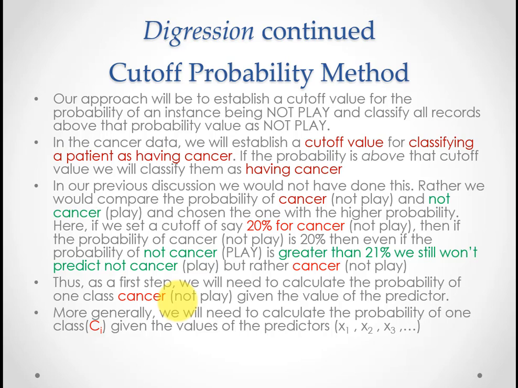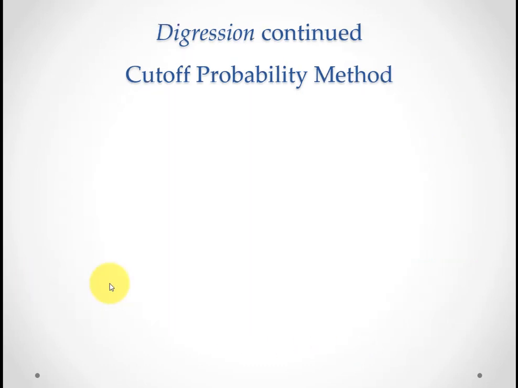And more generally, if we're not talking about just two classes, or if we're not talking about cancer, we will need to calculate the probability of one class, which we'll denote C sub i. That could be cancer in this case, or could be not play in the case of the other data, or whatever the data set is. We'll calculate the probability of one of the classes given the values of the predictors, x1, x2, and so on. So we see that what we want is the probability of one of the classes given the values of the predictors.